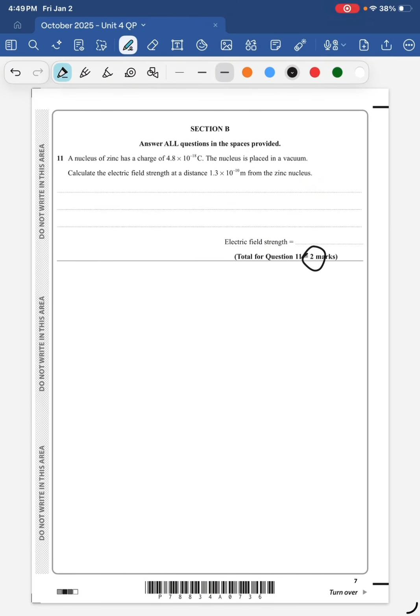So a nucleus of zinc has a charge of 4.8 times 10 to the negative 18 coulombs. The nucleus is placed in a vacuum. Calculate the electric field strength at a distance of 1.3 times 10 to the negative 10 meters from the zinc nucleus. So this is a simple application of E equal to 1 over 4 pi epsilon naught Q over R squared, which you can also write as K Q over R squared.